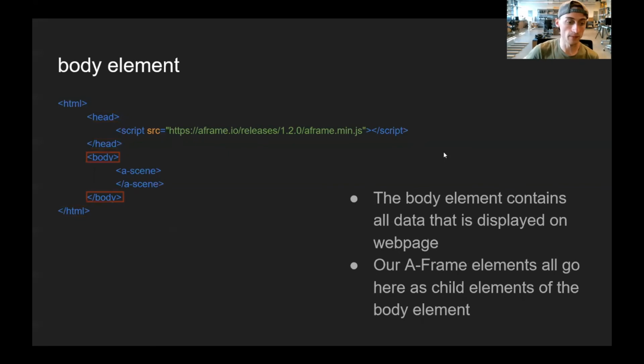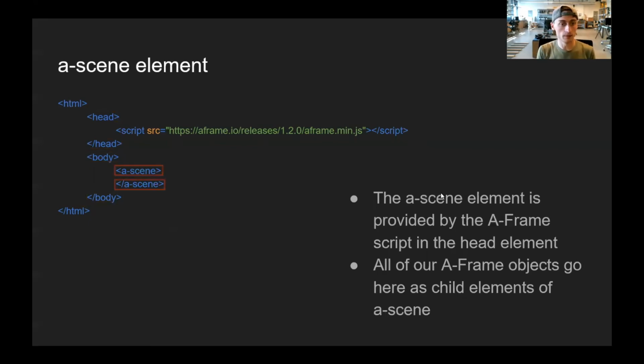All right, now we have the body element, and this is the element of our HTML document where stuff is actually shown on the web page. This is what we want people to see on our web page. Another child object of that is the A scene. That is provided from A-frame, from that script up here in the head element. This A scene is going to be the parent element of all of our A-frame object elements.